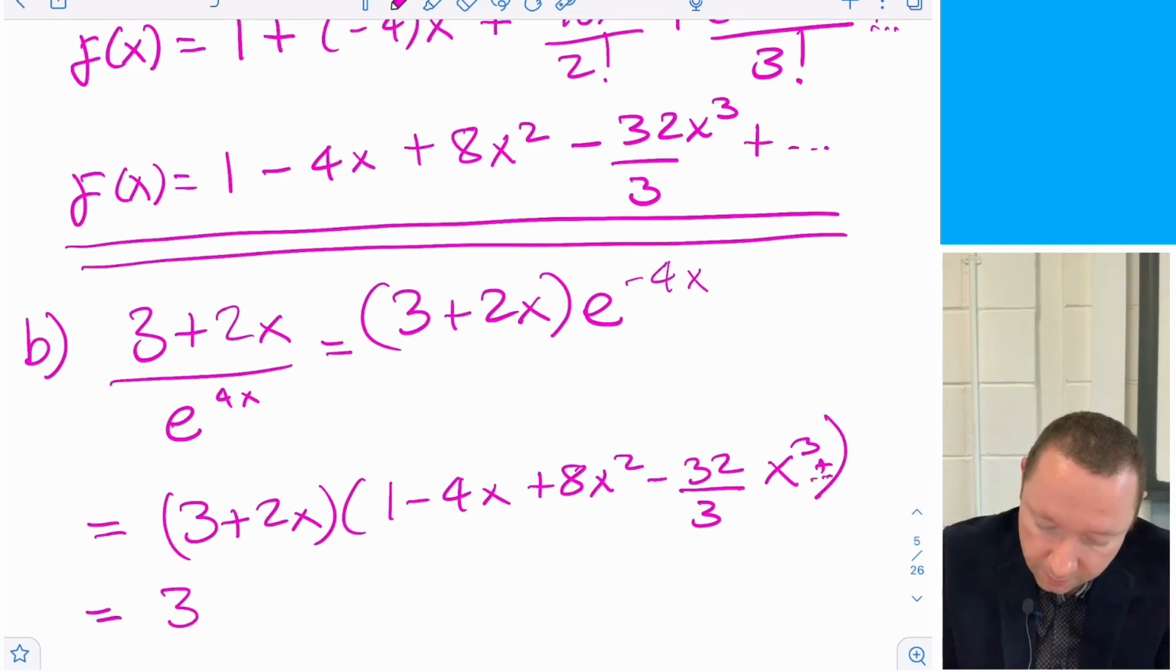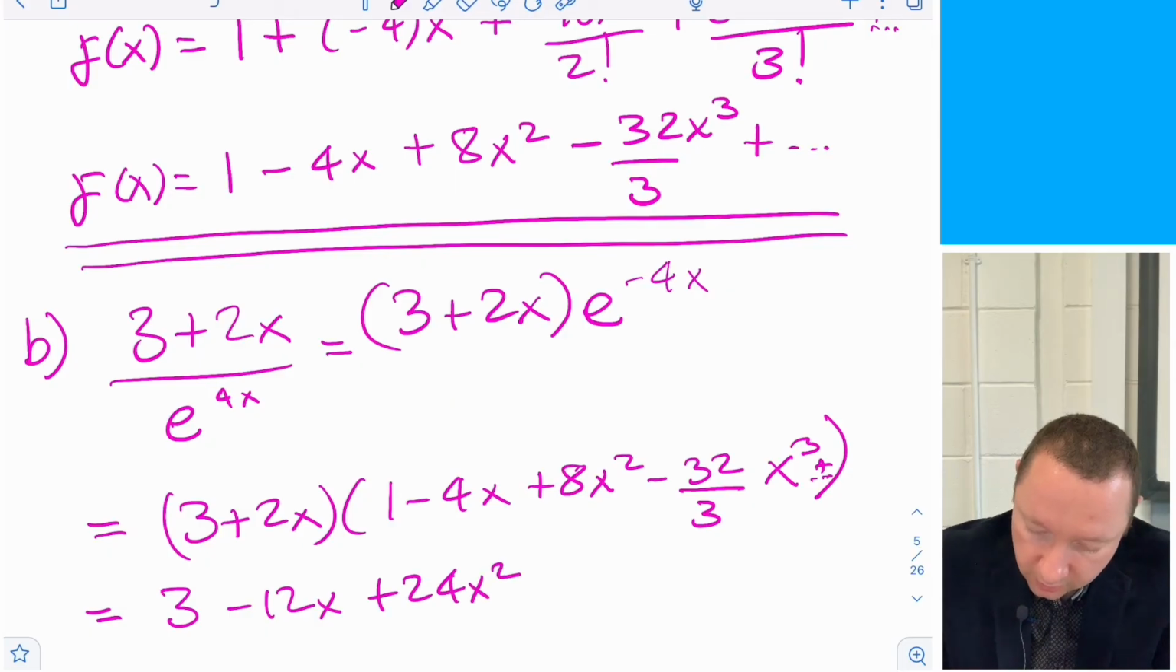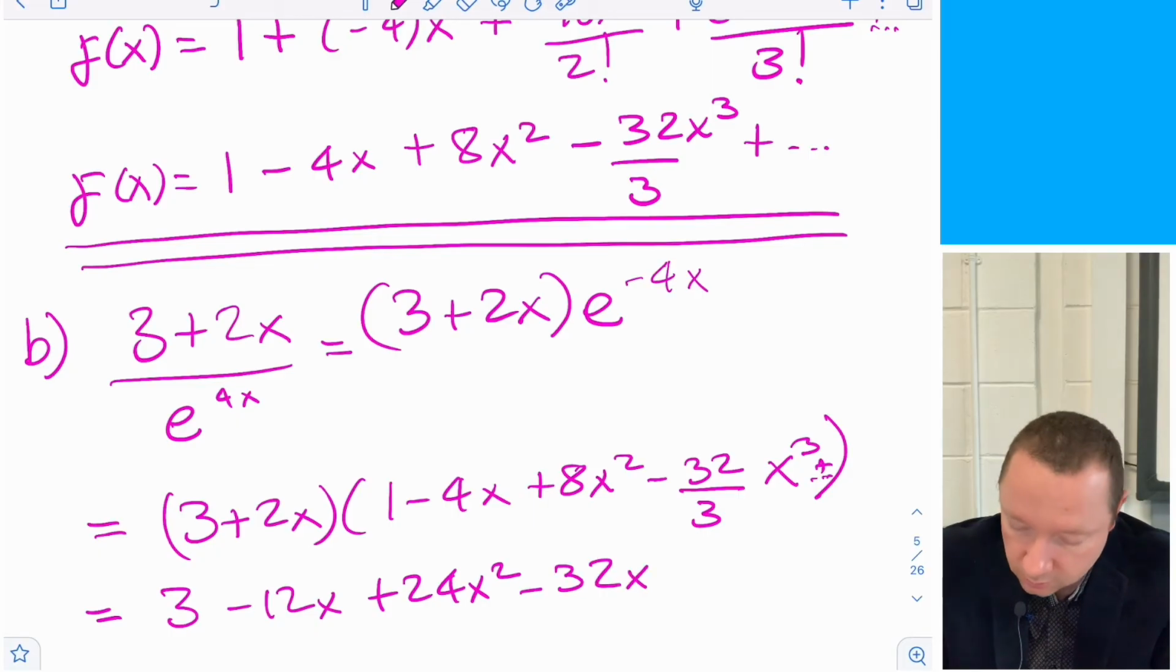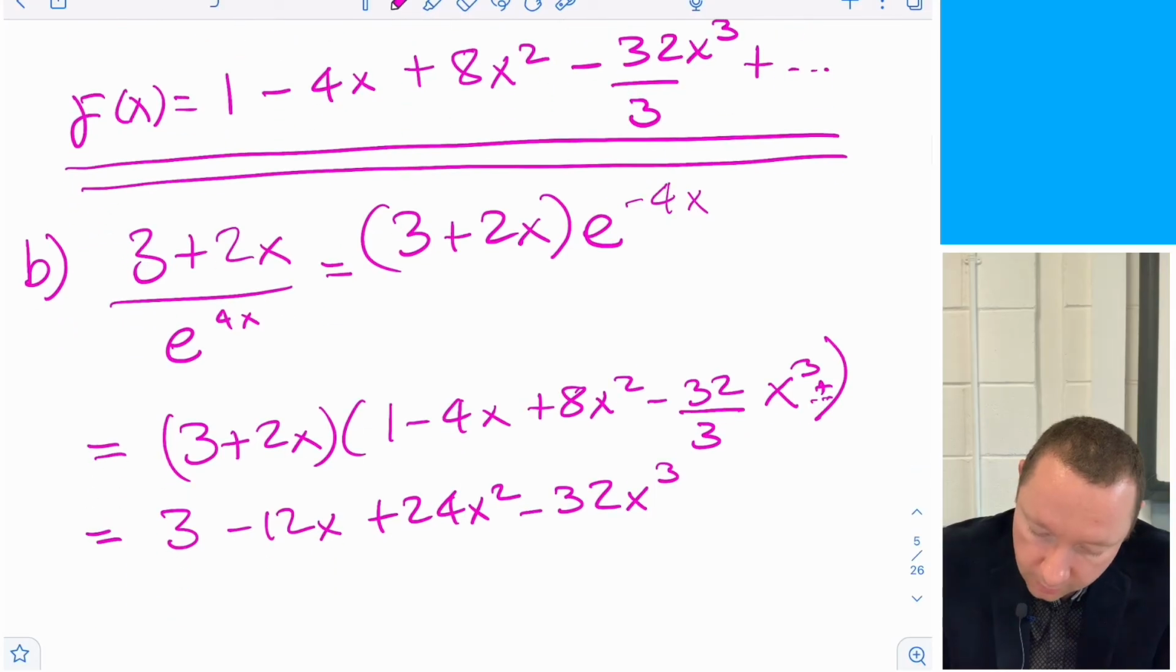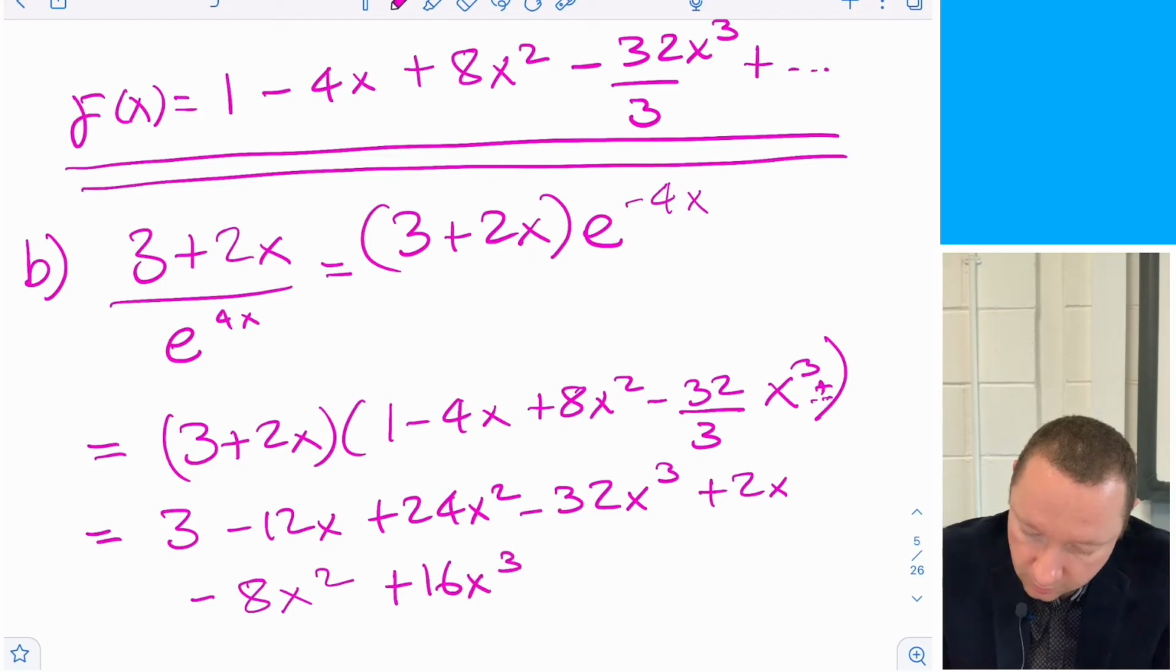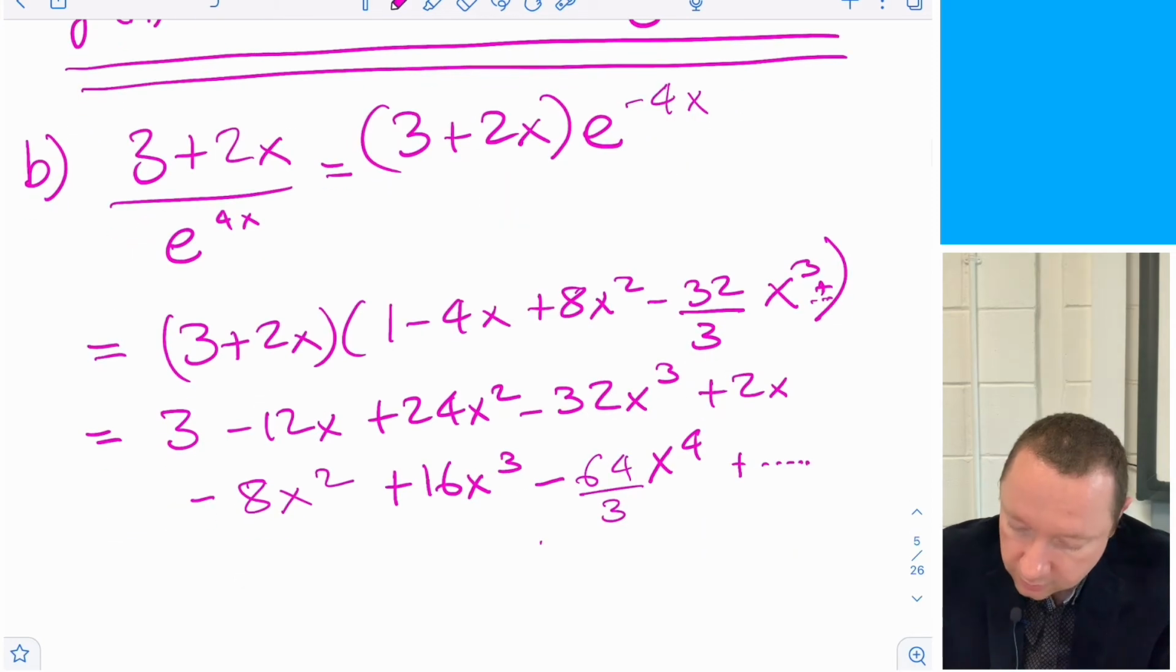So we've got 3 minus 12x plus 24x squared minus 32x cubed, plus 2x minus 8x squared plus 16x cubed, plus minus 64 over 3 x to the 4. And this term is not required, remember, because we only want it up to x cubed.